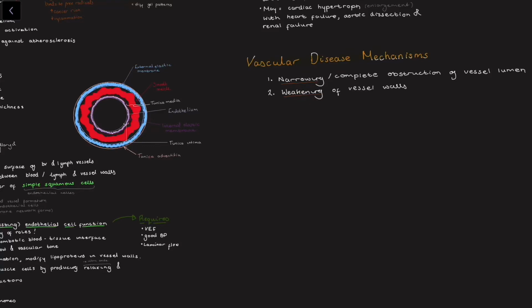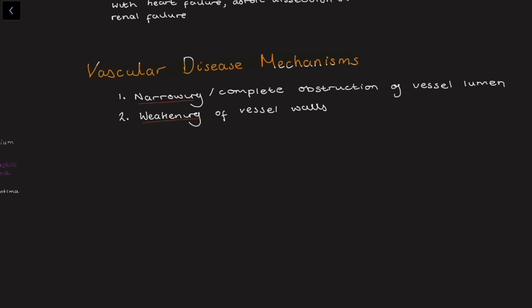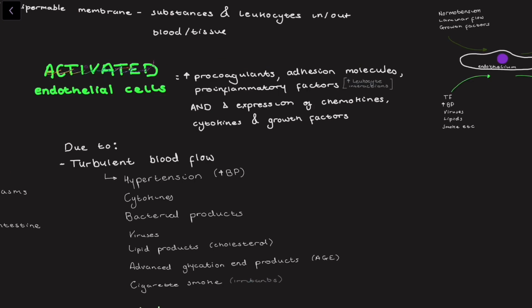So diseases can occur in the blood vessels. There are two main vascular disease mechanisms. One of them being the narrowing or the complete obstruction of the vessel lumen, the other one being the weakening of the vessel wall.